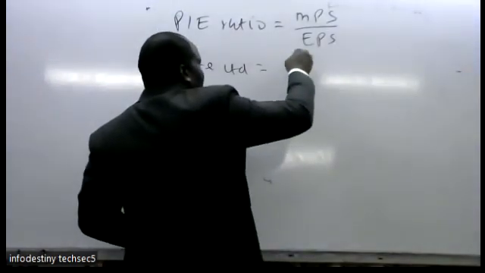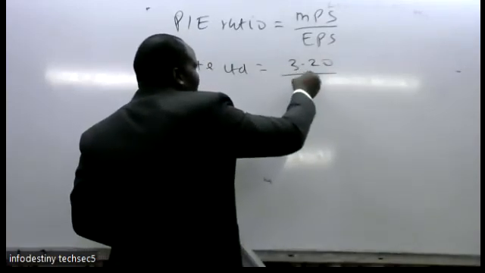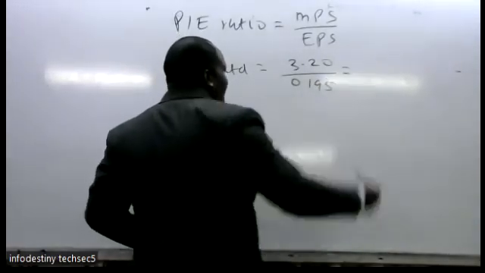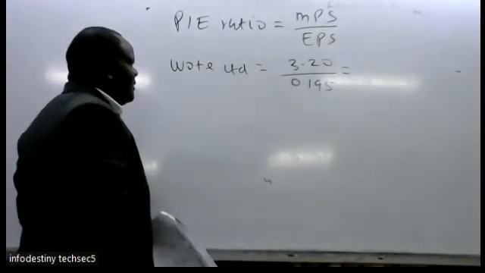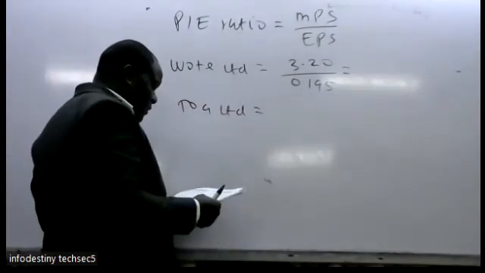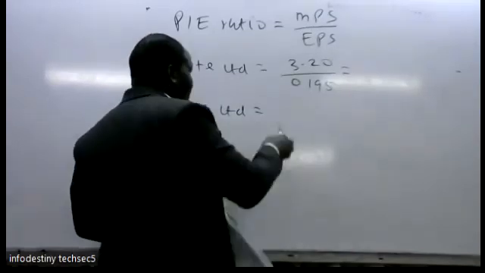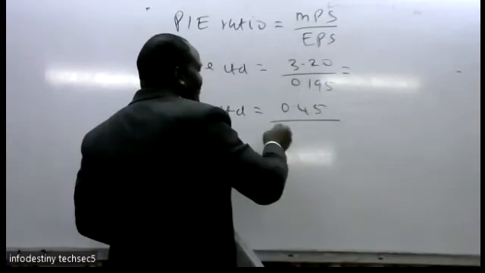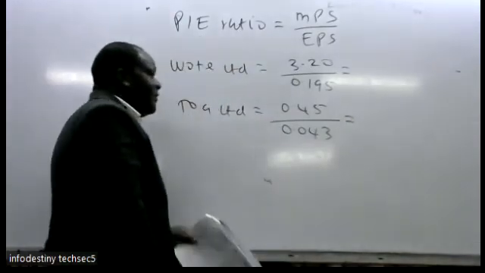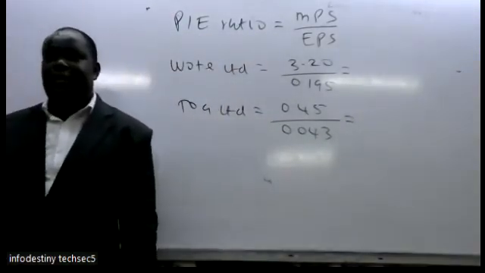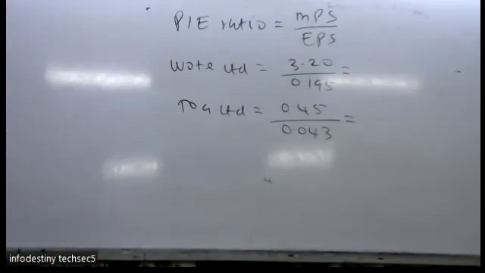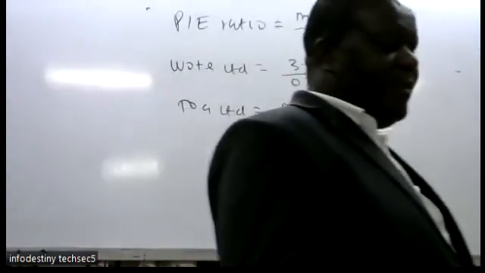Market price per share for Water Limited is 3, and earning per share was 0.195. We have just calculated those figures. Then also the one for TOA Limited: 0.45 divided by 0.043. Yeah, so that is now your price earning ratio. That is Roman letter 1, pre-merger.